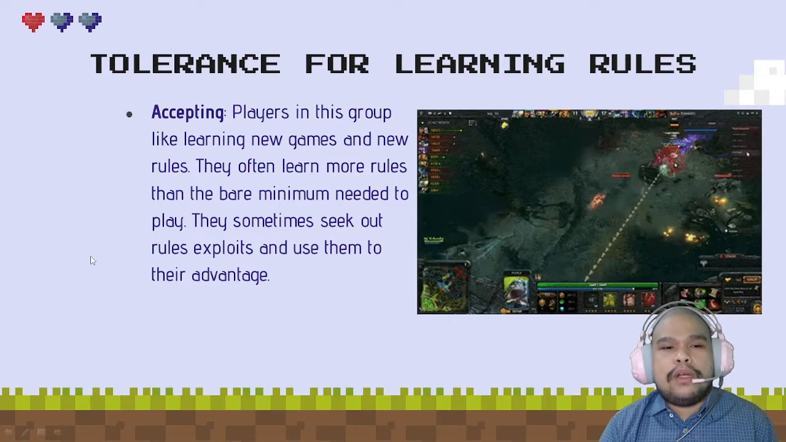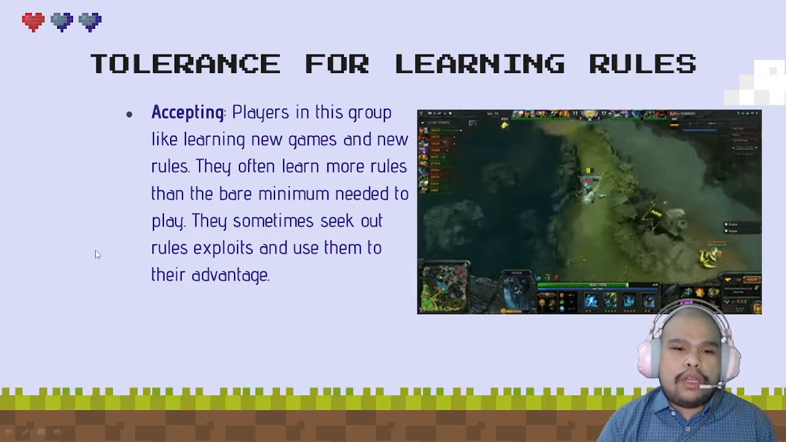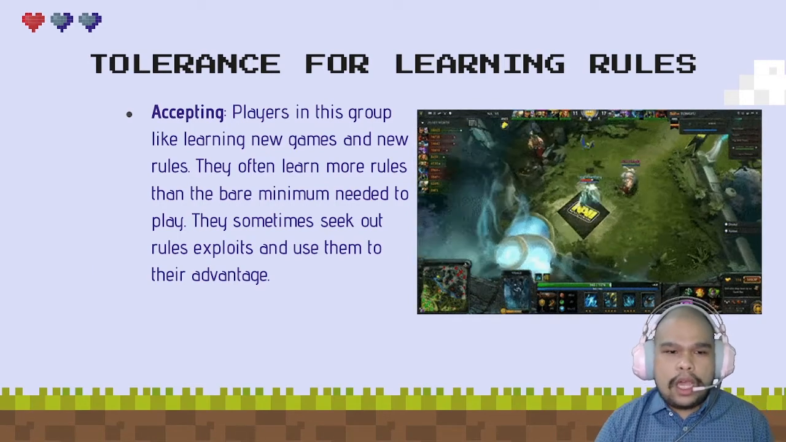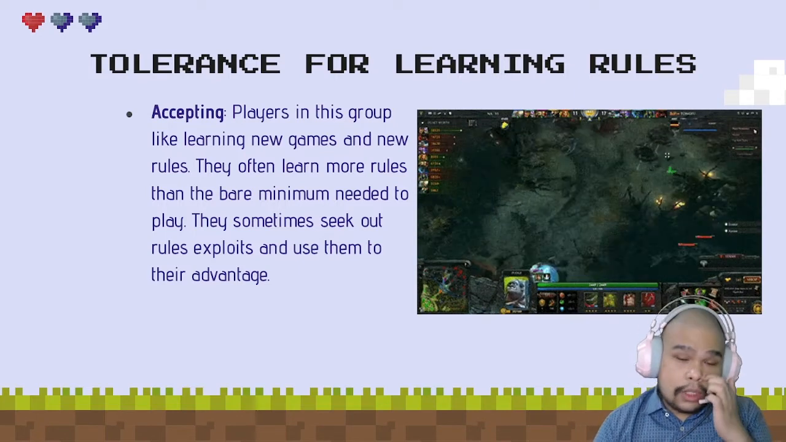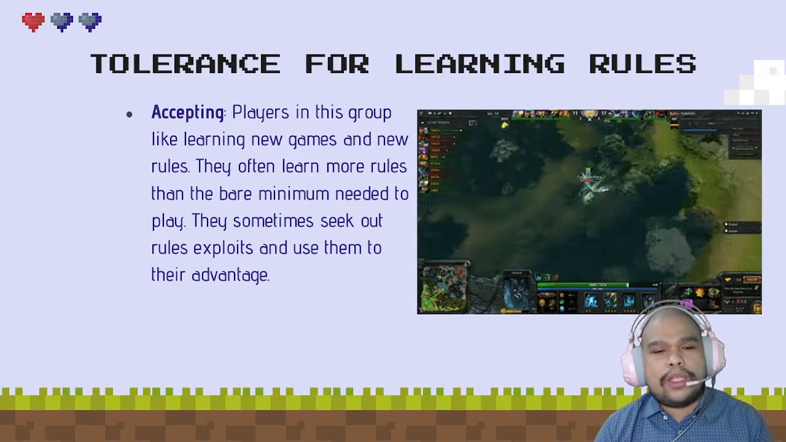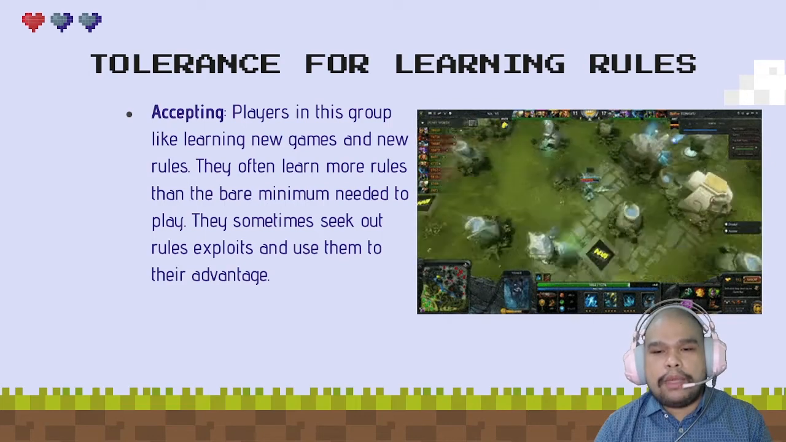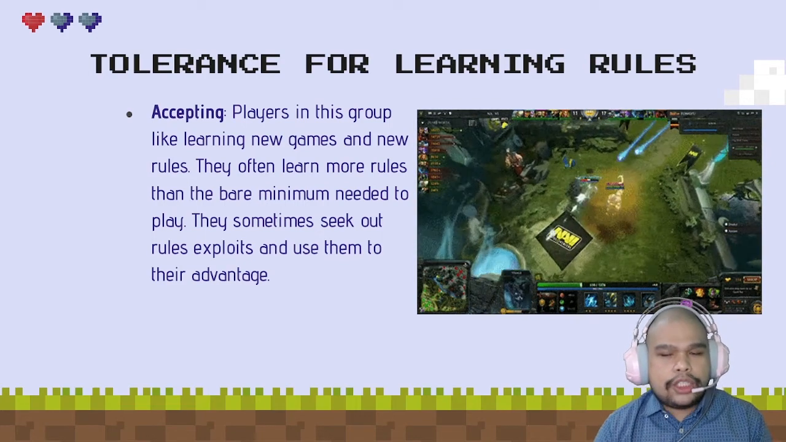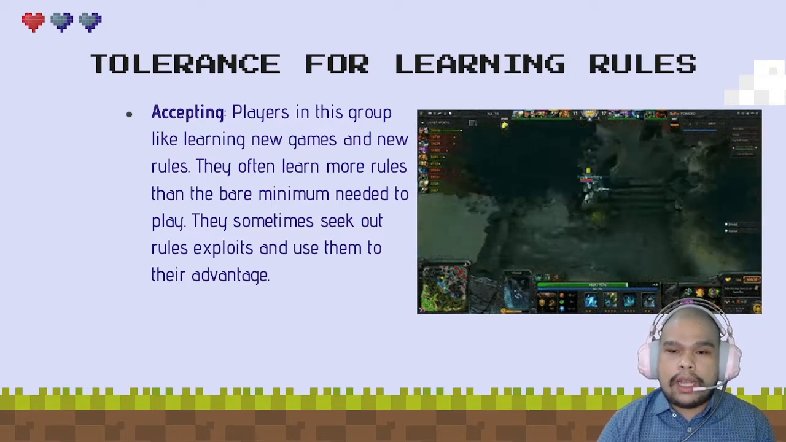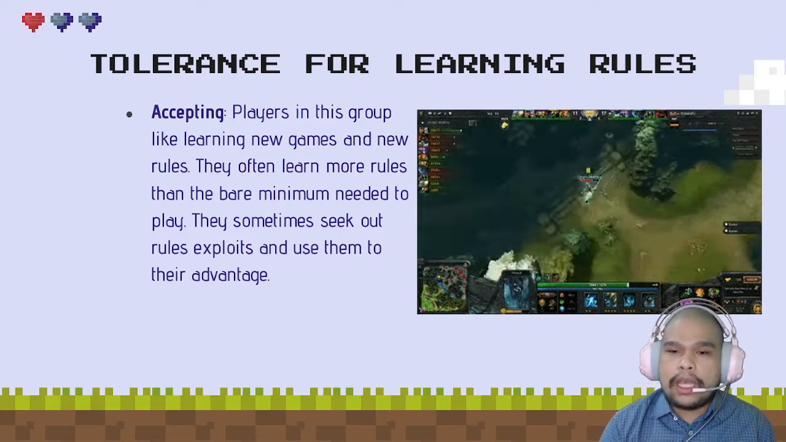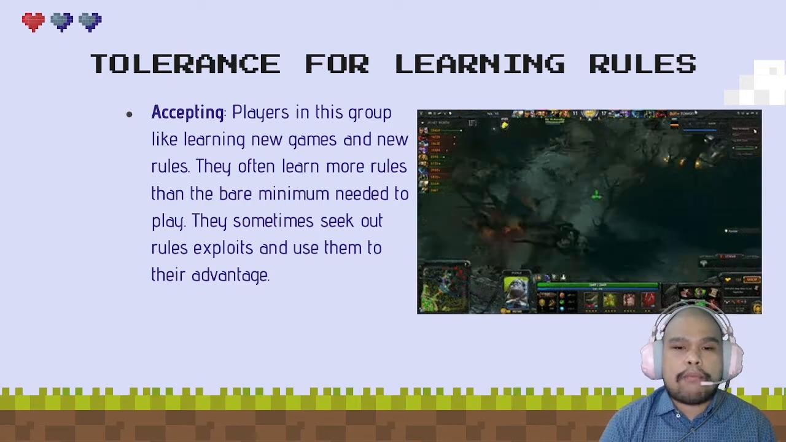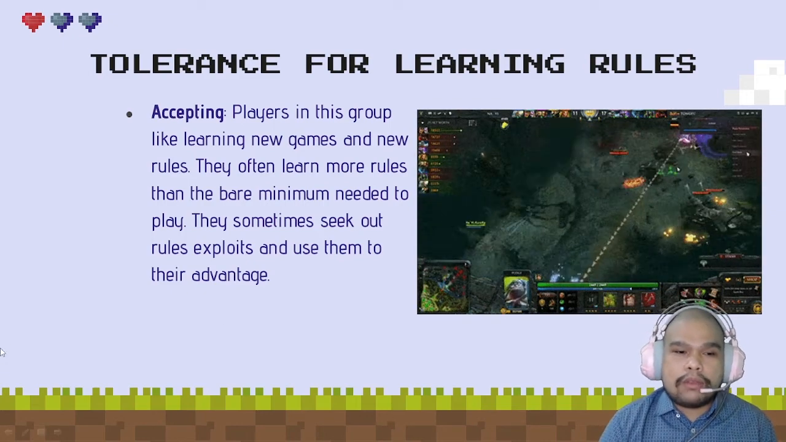Next, we have accepting. So, players in this group like learning new games and new rules. So, they often learn more rules than the bare minimum needed to play. They sometimes seek out rules exploit and use them to their advantage. So, pagdating dito sa accepting na to, kahit anong game yung ibigay mo sa kanila, lalaruin nila yan. Okay? As long as the game is appealing para sa kanila. These are the type of players na walang actual preference in terms of games. Ang gusto lang nila is they'll be able to play the game, they be entertained pagdating dito sa game na to. So pagdating dito sa accepting players, they are most likely to seek out daw yung mga rules exploit.